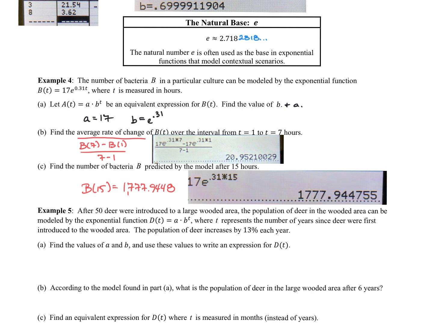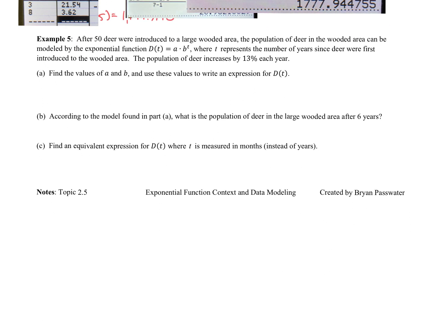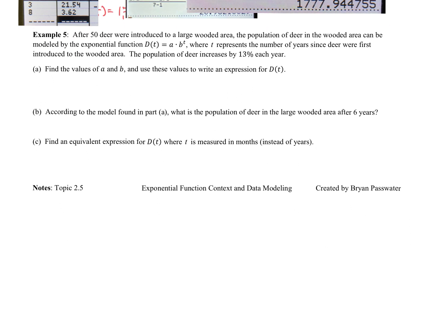All right, Kefa, go. Example 5. After 50 deer were introduced to a large wooded area, the population of deer in the wooded area can be modeled by the exponential function d of t equals a times b to the power of t, where t represents the number of years since deer were first introduced to the wooded area. The population of deer increases by 13% each year.